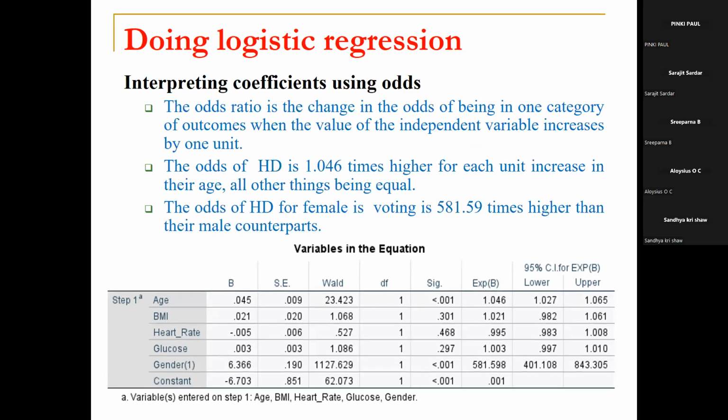Interpreting, and I already told you whatever is written here. So the odds ratio of heart disease is 1.04 times higher for each unit increase in age, taking all other independent variable values the same or constant. The odds of HD, or heart disease, for females are 581.59 times higher than their male counterparts. What I already told you.